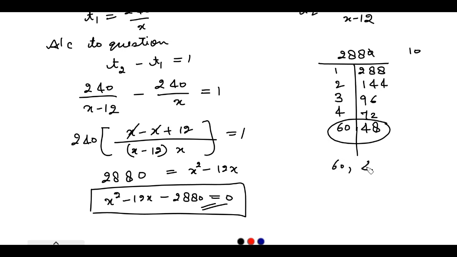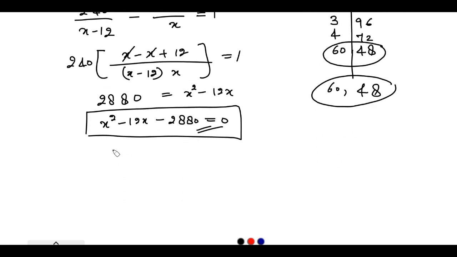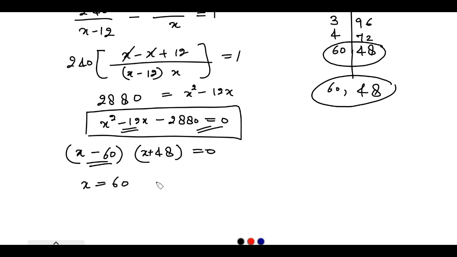Required numbers are 60 and 40 whose product is 2880 and difference is 12. Our requirement is minus 12, it means minus 60 and 48. First factor is x minus 60 and second is x plus 48. If this is 0 then x is equal to 60, and if x plus 40 is equal to 0 then x is equal to minus 40.